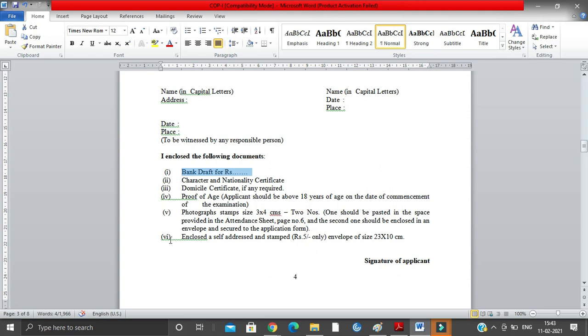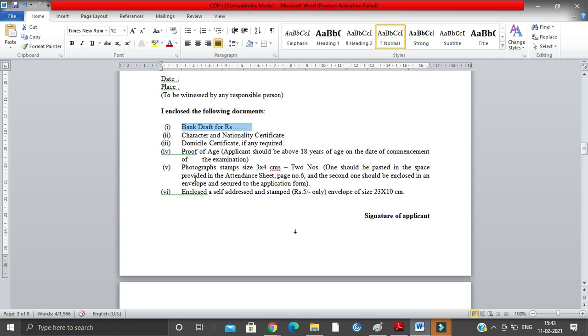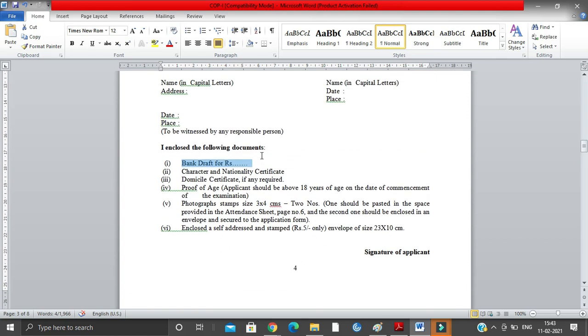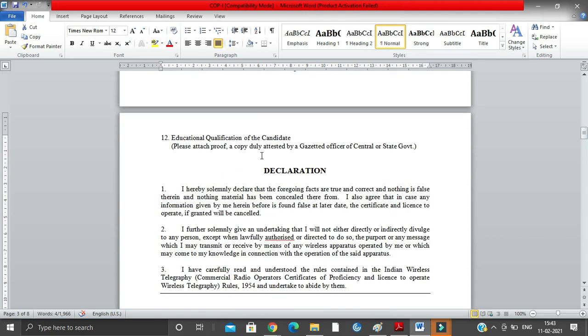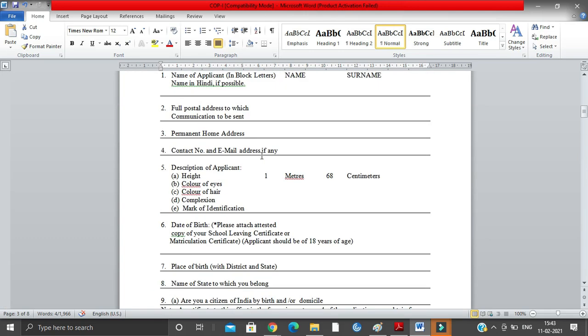So if you count all these things, you'll find out that one, two, three is not required. Four, five is already in the addressed envelope. So one, two, three, and four, and five. Total five things you'll be having if you add the character certificate separately. So all these things you have to send with your form. Okay.